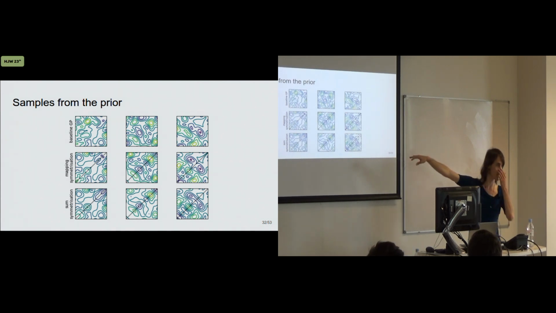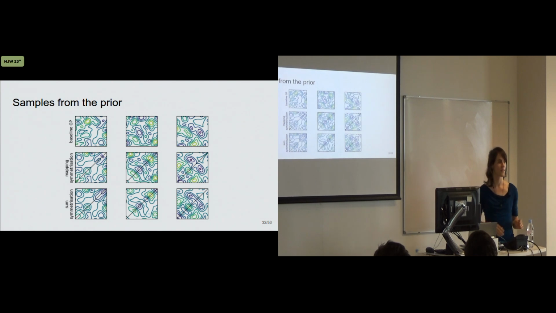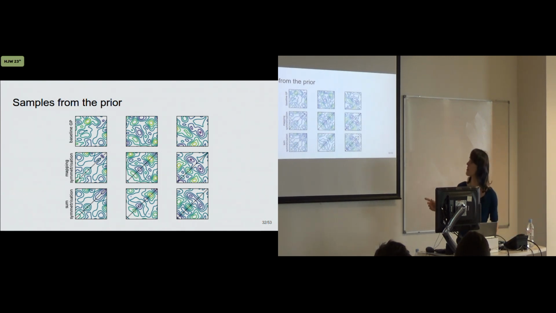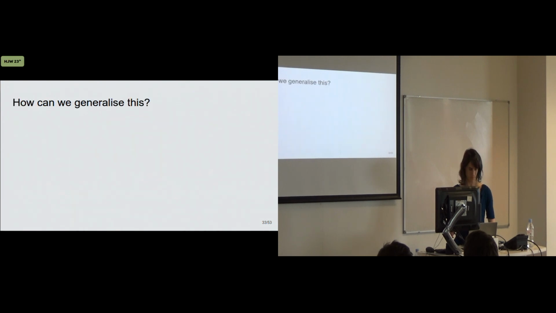The top row is just a regular GP with a squared exponential kernel. You've probably seen lots of those before. And the second row is the mapping symmetrization, so mapping x1 and x2 into different variables in which it's invariant under the permutation. And the third row is the sum symmetrization, where you sum the g's of the different permutations. So how can we make this more general and apply to other invariances?